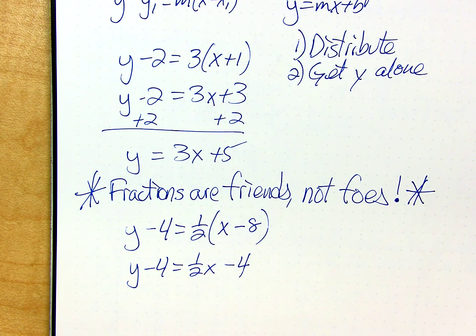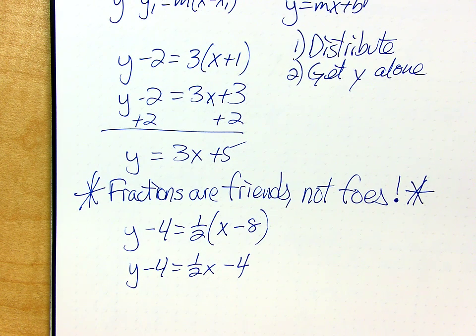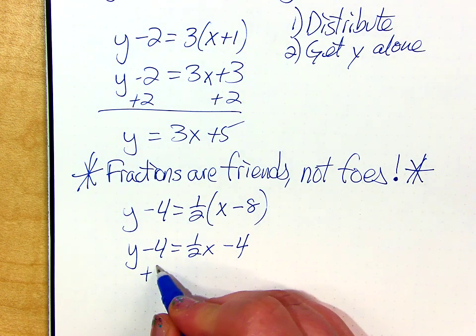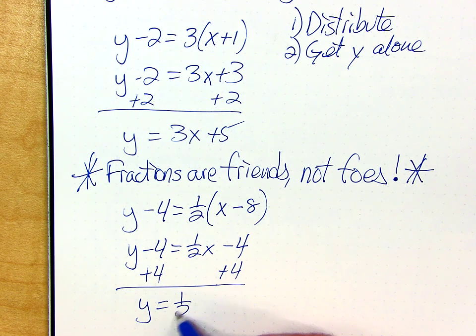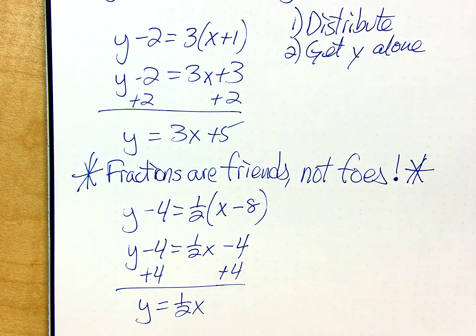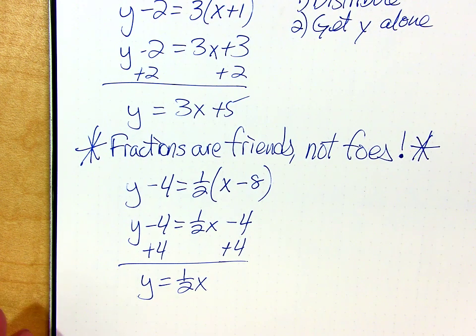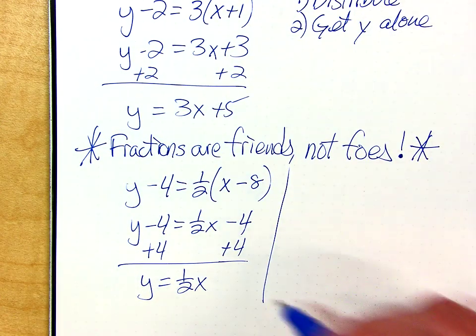And then you add 4 to both sides. It just so happens that negative 4 plus 4 cancels out. So that's it. I'm done. That is in slope intercept form. It's just that my y-intercept just so happens to be 0. That's okay. Let's try another one.